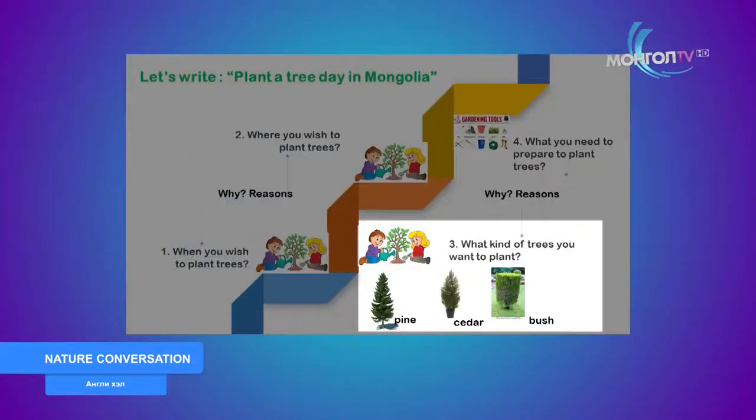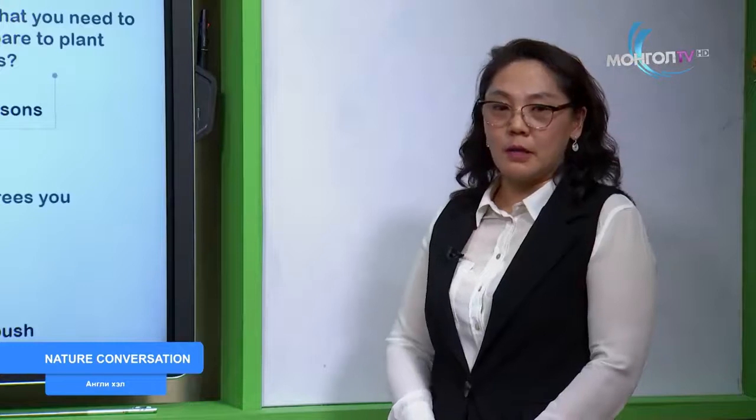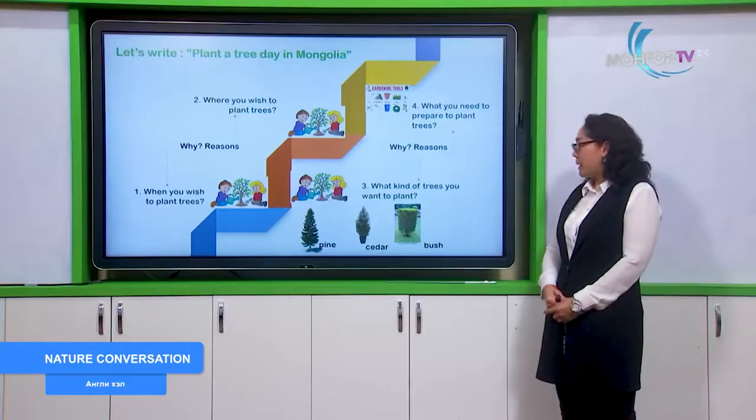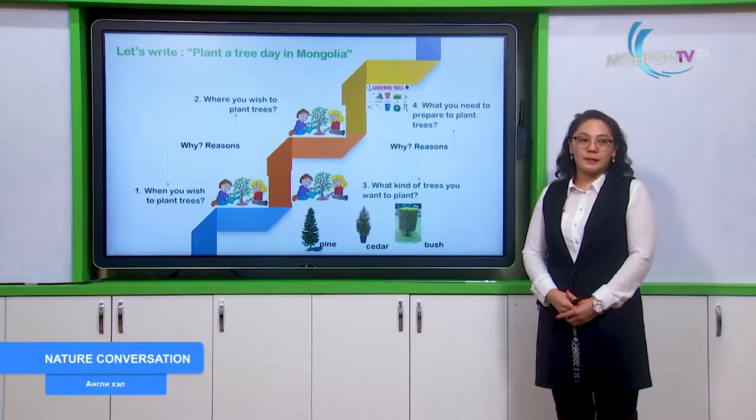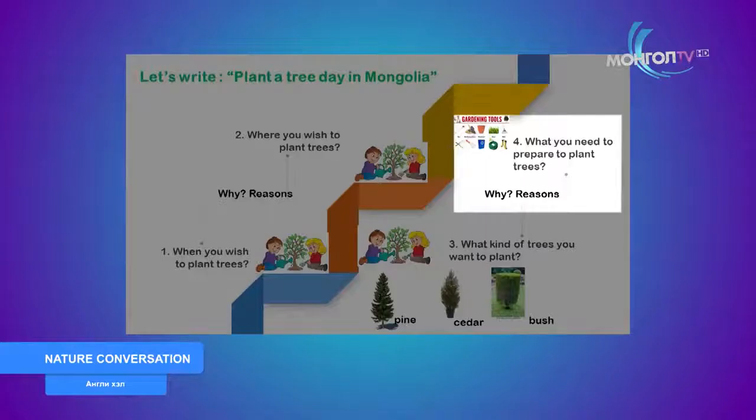Okay, number 3 is what kind of trees you want to plant. Here I have 3 different kinds of trees: pine, cedar, and bush. Maybe if you know others, you can use other different kinds of trees. Okay, for me, I want to plant pine because pine will always be green and also looks like a Christmas tree.